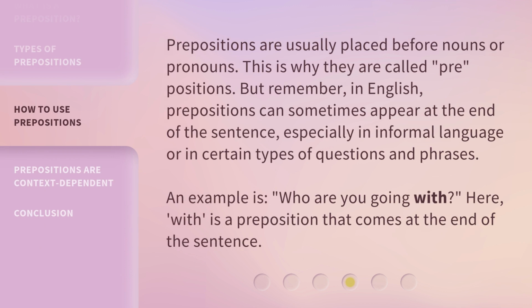Prepositions are usually placed before nouns or pronouns. This is why they are called prepositions. But remember, in English, prepositions can sometimes appear at the end of the sentence, especially in informal language or in certain types of questions and phrases. An example is, "Who are you going with?" Here, with is a preposition that comes at the end of the sentence.